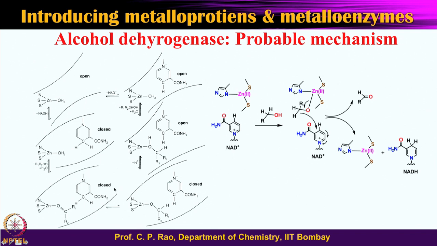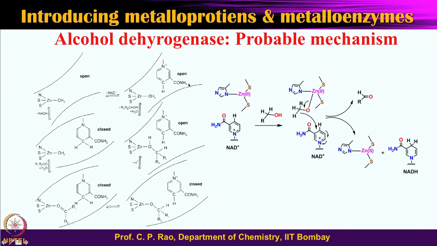Okay. And let's see that. So, if we move in this way, you are converting the alcohol to aldehyde, and if you are going in this direction, you will be making the aldehyde into alcohol. So, that is all. That is where you have the resting state of the enzyme with the entry of the substrate.